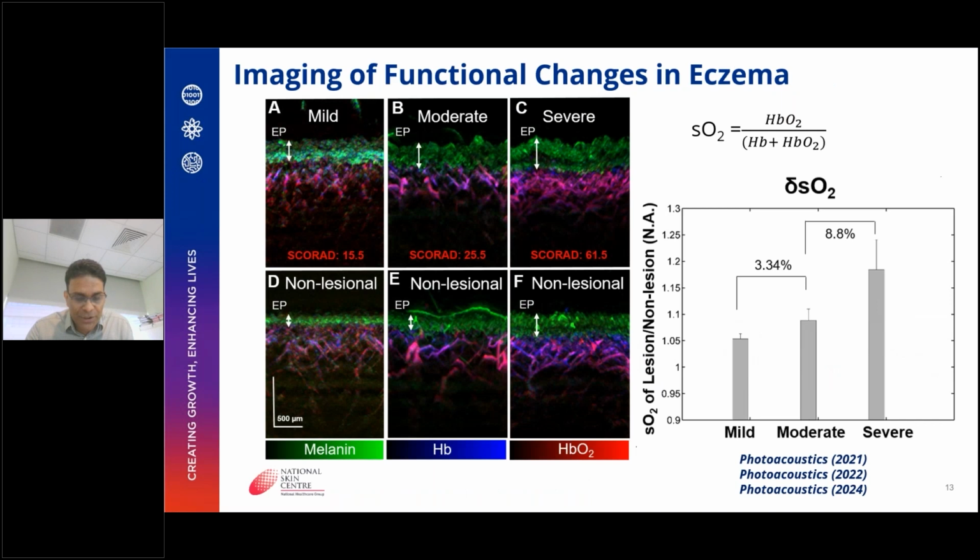So far, we have been concentrating on the structural change. Now, I'm using this multispectral RSOM, which is operating at 4 wavelengths, to retrieve the functional information. By functional information, I'm referring to the oxygen saturation. This study shows that there is a clear trend of increasing oxygen saturation when you go from mild to moderate to severe cases. That means as severity increases, a higher level of oxygen saturation indicates a higher degree of inflammation.